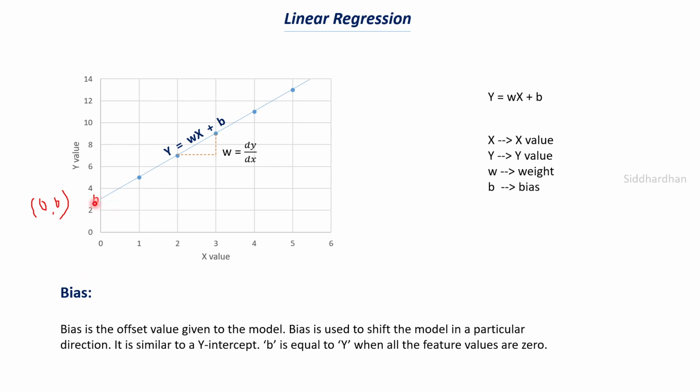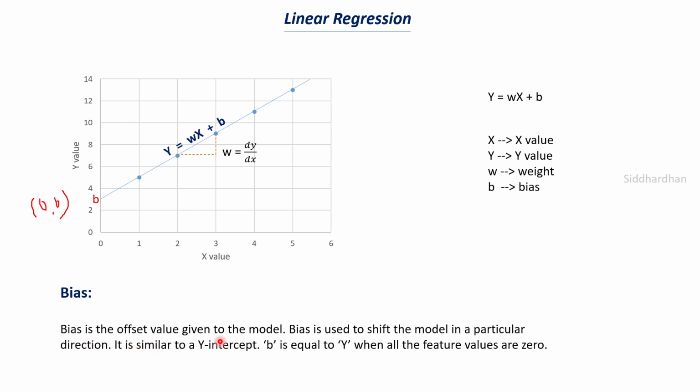So you can also say in different words that bias is equal to y when x is equal to 0. Okay, so that's what I have given in this particular equation. As you can see here, b is equal to y when all the feature values are 0. Here feature value is nothing but x, right? So that is all about weights and bias.